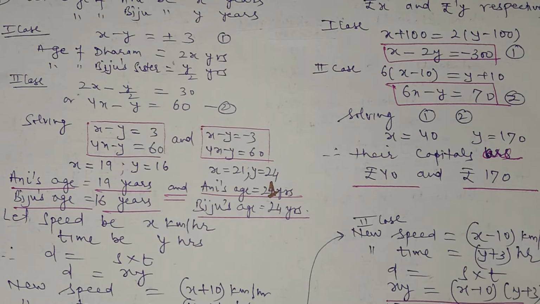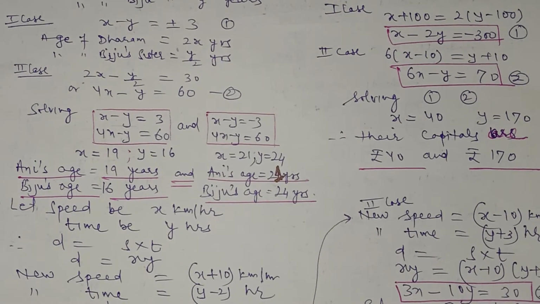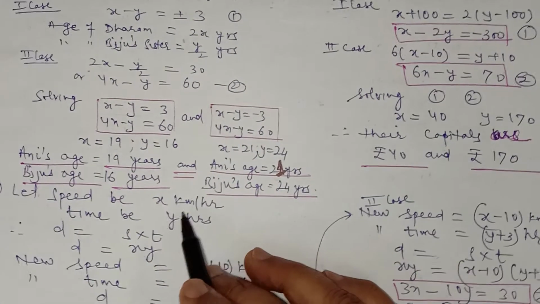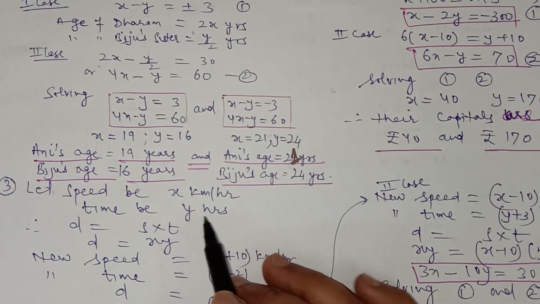Now in question number 3, it is given that if the speed is increased by 10 km per hour, the time taken to travel a certain distance will decrease by 2. And in the second case, if the speed is decreased by 10, then the time taken to cover the distance will be increased by 3. So you have to find the distance traveled. We know that distance is equal to speed into time. So we let the speed be x km per hour and the time be y hours.